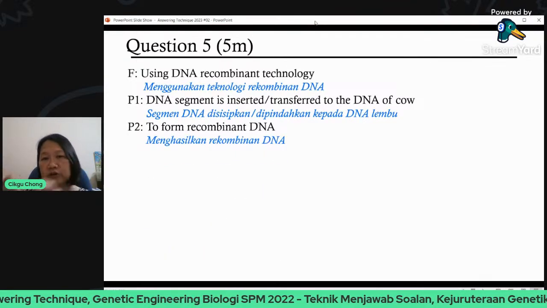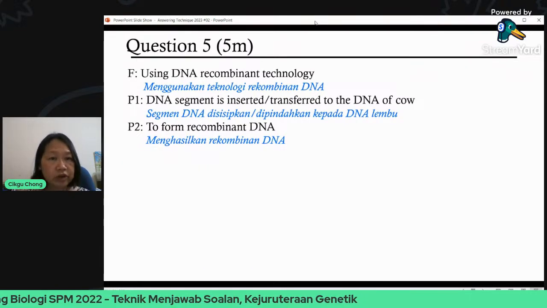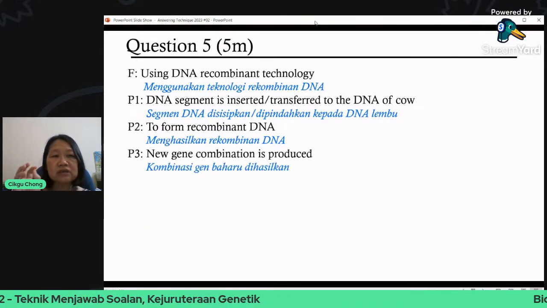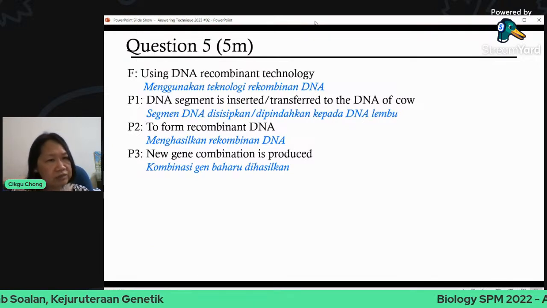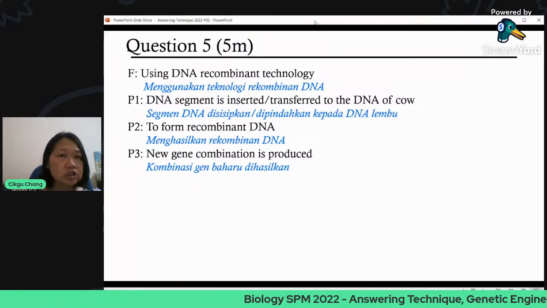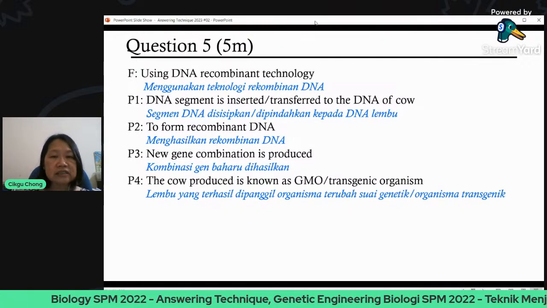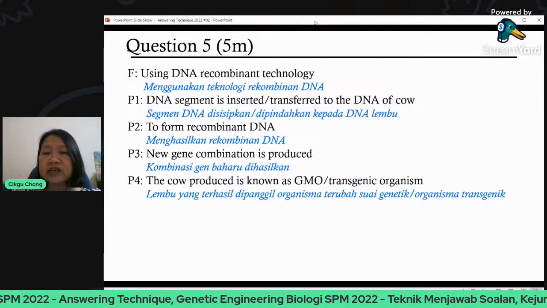Okay, so after you join it, you get the recombinant DNA. Alright, the name is called recombinant DNA. And now this, we call it new gene combination is produced. Sometimes the P2, P3 can be the same point. Okay, the recombinant DNA is actually the new gene combination. So what can this do? Okay, so this cow is known as a GMO or we call it a transgenic organism.